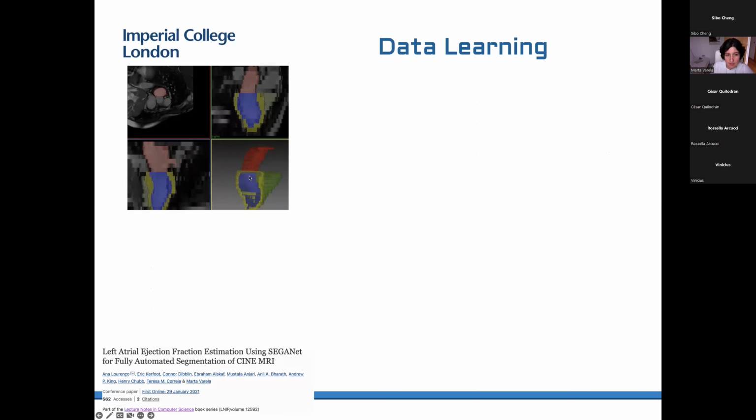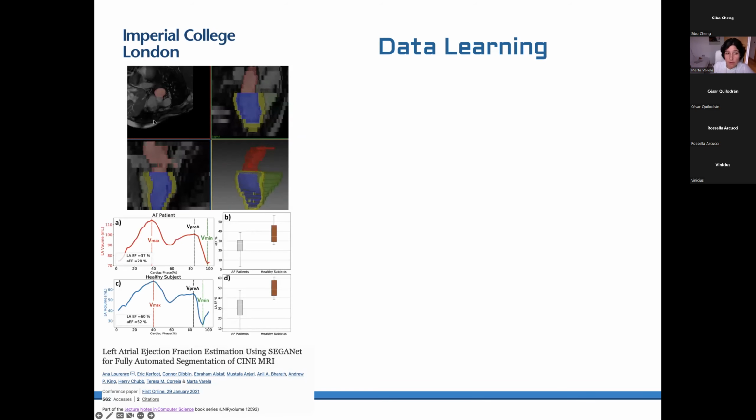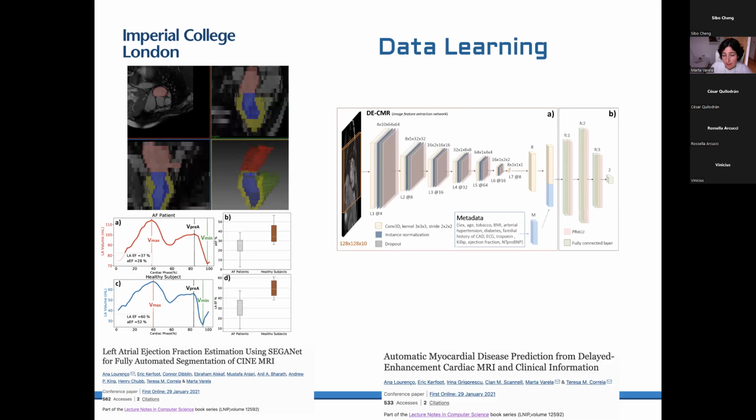The right atrium is not segmented, but this is the left atrium, and these are the left and right ventricles. And you can estimate the volume of the chambers across time. So here, this is the volume of the left atrium, estimated automatically. You can find the points of maximum and minimum volume to calculate something called the ejection fraction completely automatically, and use that as a biomarker for treatment guidance, which would otherwise be very time consuming to estimate.